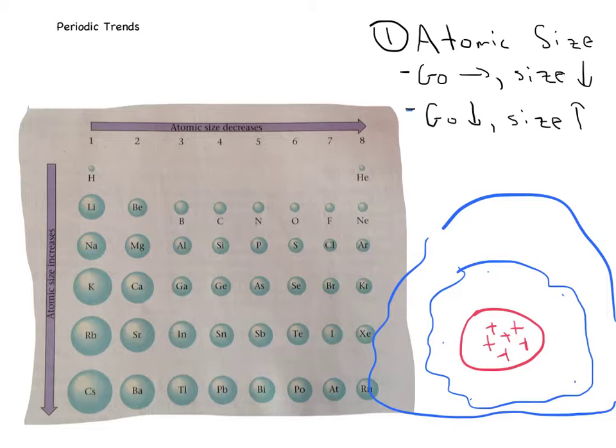Okay, so some questions that you'll be working on in class will be like, what is bigger, magnesium or strontium? And you'll have to look where they're at in the periodic table and realize that strontium is below magnesium and it is bigger. Alright, that's our first trend.